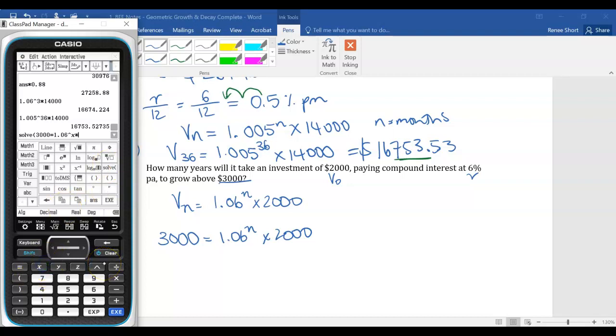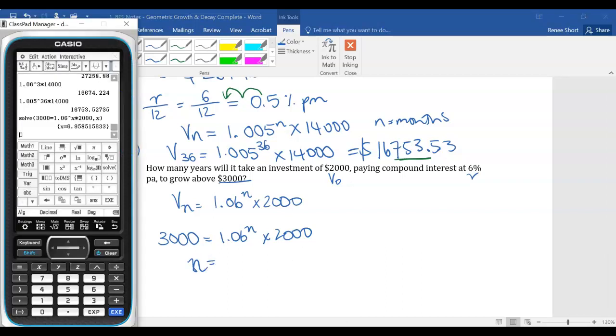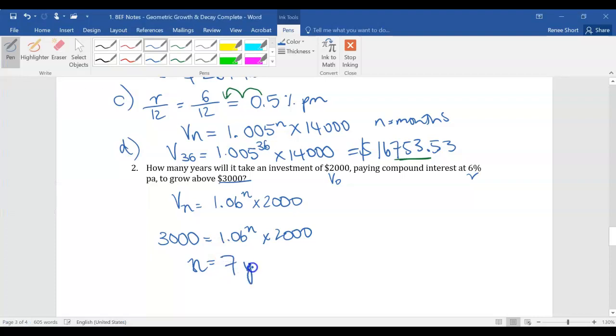times 2,000. And remember, I want to solve for x, so I always need to press comma x and then close that bracket. And what I get here is 6.9585, and so on. It says grow above 3,000, and I always need to give my answers as whole numbers, which means in this case I always need to round up, because if I say only 6 years, I'm sitting under $3,000. So my answer here is that it's going to take 7 years for that investment to be larger than $3,000, so 7 years.